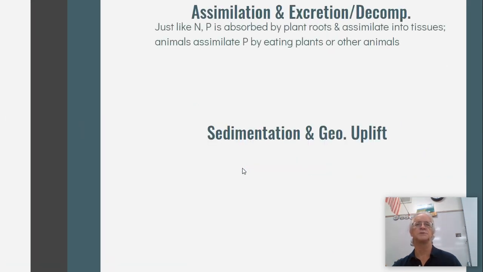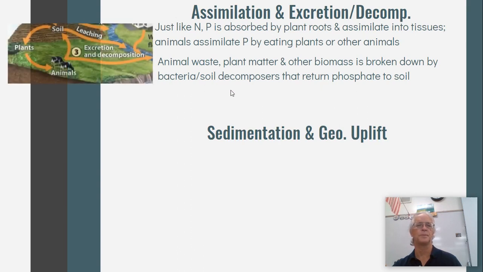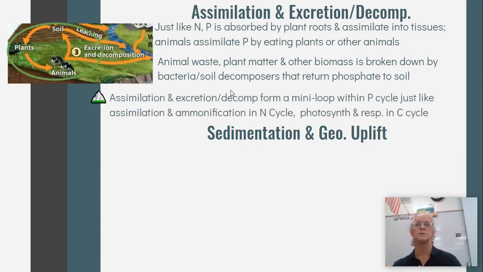Assimilation and excretion. Just like nitrogen, phosphorus is absorbed by plant roots and assimilated into tissues. Animals get it by eating plants or other animals. Animal waste, plant, and other biomass is broken down by bacteria or soil decomposers that return it to the soil. It forms almost a mini cycle: assimilation, excretion, and decomposition are a mini cycle within the phosphorus cycle, just like assimilation and ammonification in the nitrogen cycle, or photosynthesis and respiration in the carbon cycle.